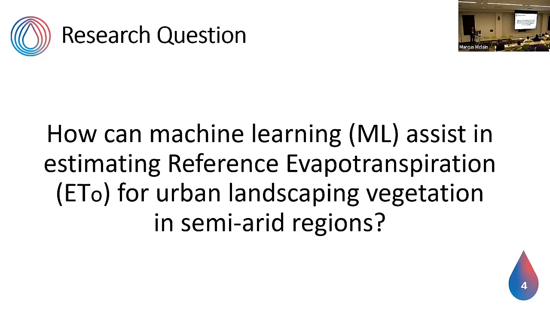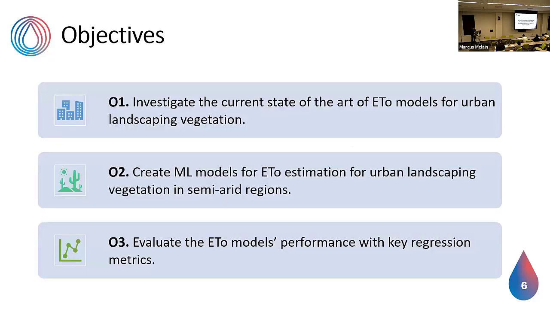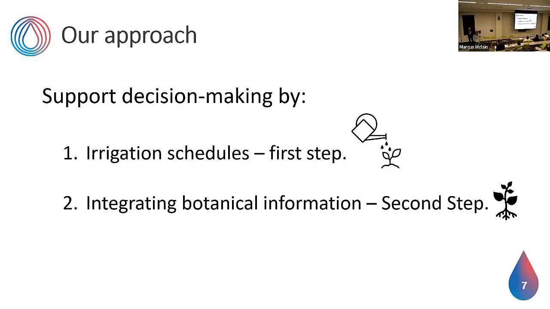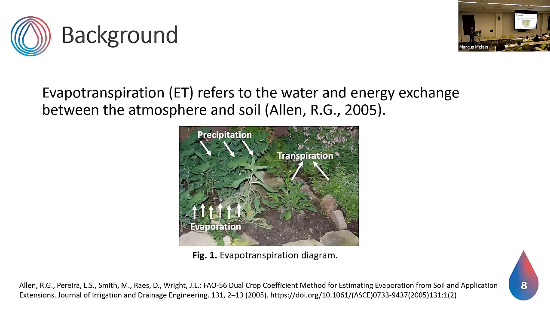So how can we use machine learning to predict reference evapotranspiration for urban landscaping, specifically for semi-arid regions? This is going to be our approach. We're going to start first with irrigation schedules, then integrate botanical information. A little bit of background: evapotranspiration refers in broad terms to the water and energy exchange between the atmosphere and soil. You can see there the precipitation, transpiration, evaporation, all of these things together produce evapotranspiration.